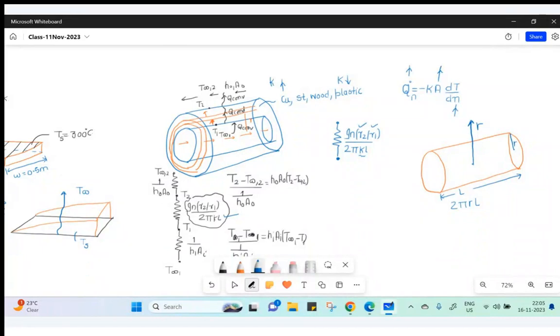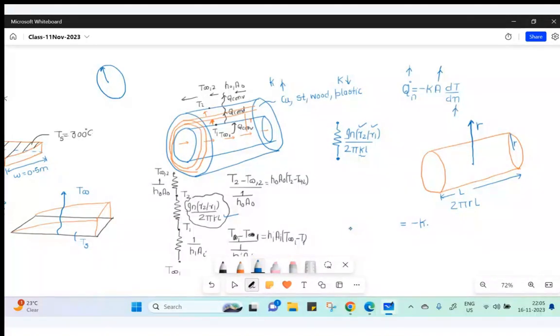Yes, sir, clear. So we take the area of the cylinder. Not cylinder, I'll say, you can consider any surface in between. If you are at radius R, this formula is specifically for a cylinder, but you can apply it at different places.